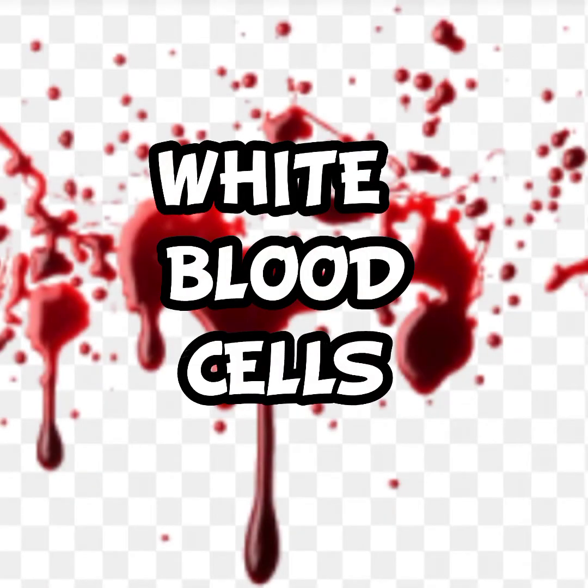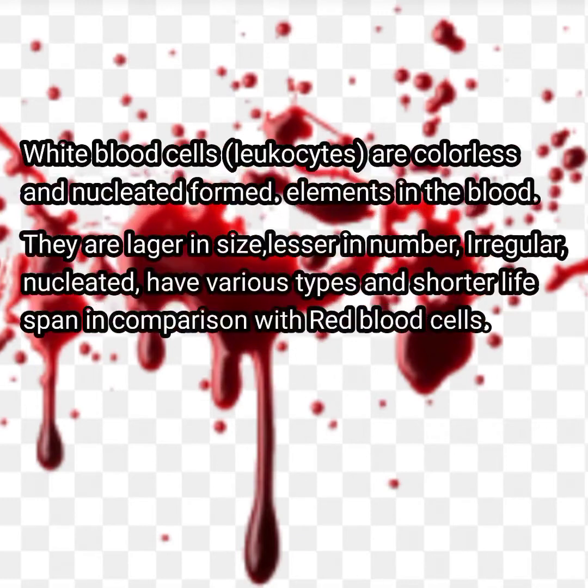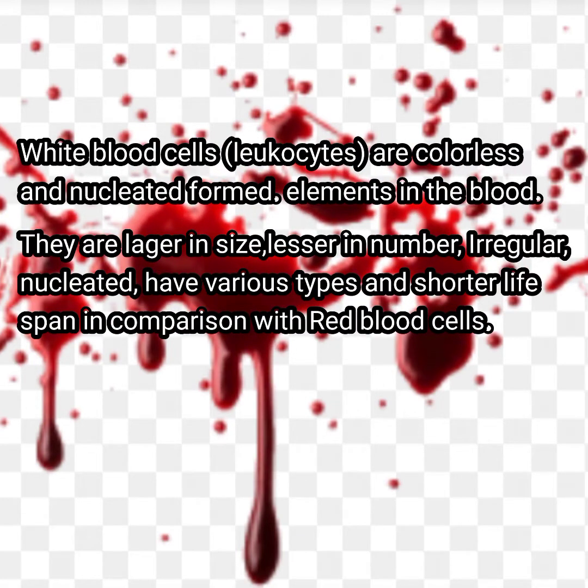Today our class is on white blood cells. White blood cells are also known as leukocytes, and they are colorless and nucleated formed elements in the blood. In comparison with red blood cells, they are larger in size, they are lesser in number, they have irregular shapes, they have various types, they are nucleated, and their lifespan is shorter.